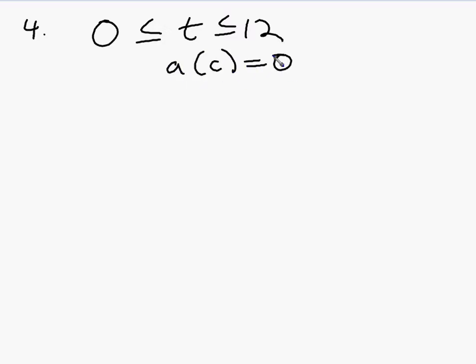Let a of t denote the acceleration of the particle at time t. Is there guaranteed to be a time t equals c in the interval, so we're looking at the interval 0 to 12, is there a time such that a of c equals 0, and justify your answer? So, how can we do this? Is there a point in between so that the acceleration of a certain value is 0?